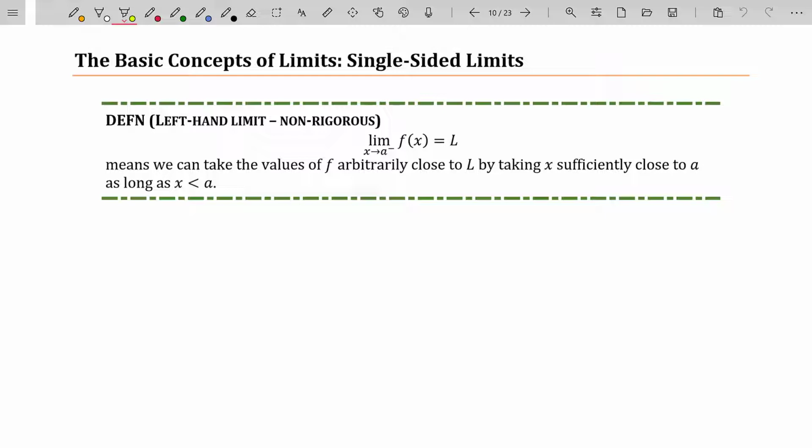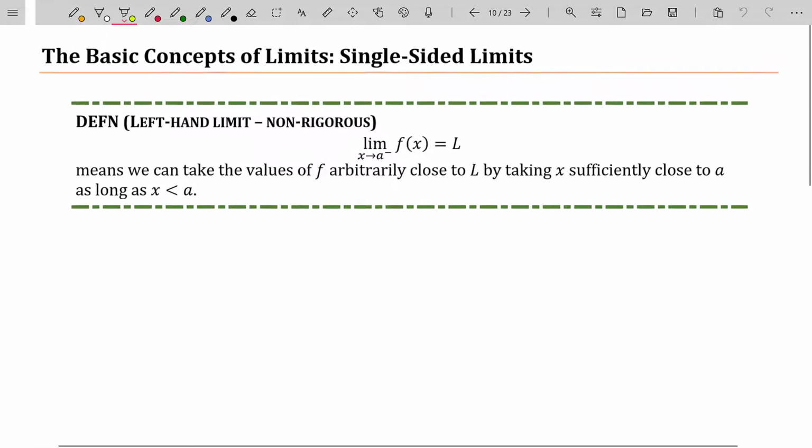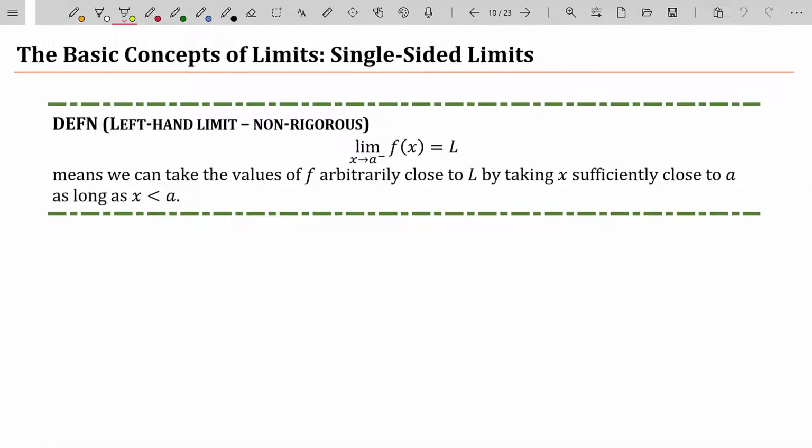We didn't really have a ton of examples. Most of them in this series are going to be more computational, using tables and graphs, but we'll eventually get into the hardcore definition. But before we do, let's go ahead and talk about single-sided limits.